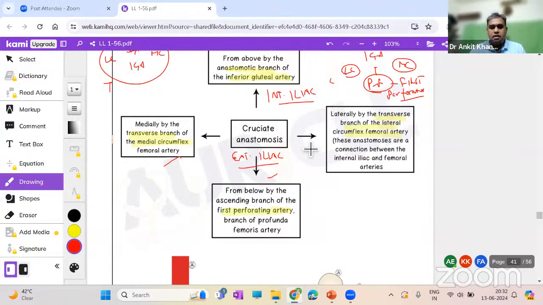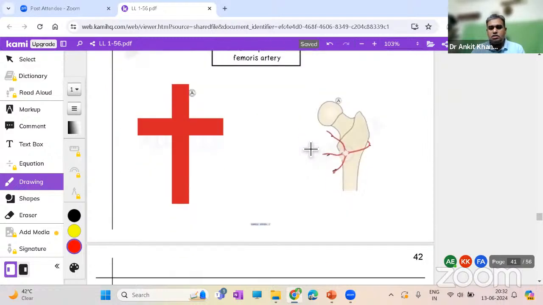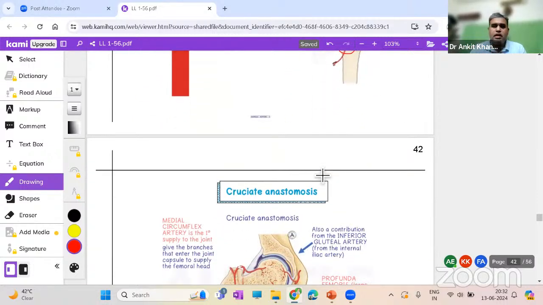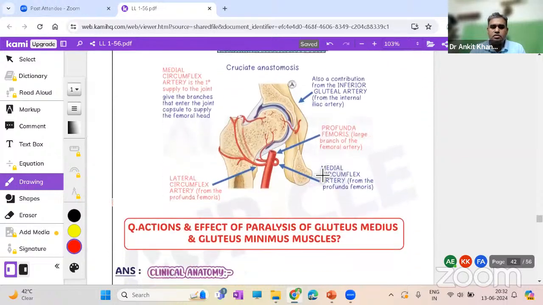And this will be a major contributor. Look at the location of the cruciate anastomosis. This is the location. Can you see this circle over here? From here, the branches go and supply, obviously, the hip joint and the head of femur. So that is the cruciate anastomosis again.